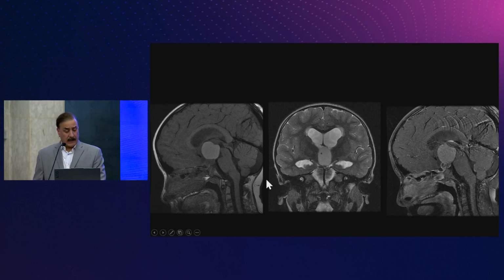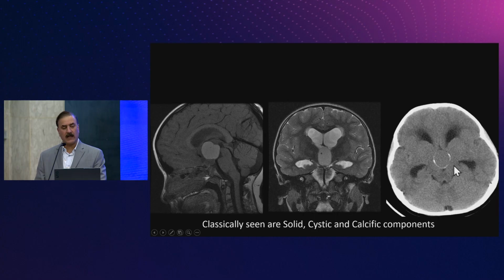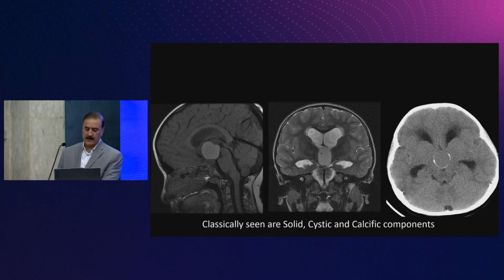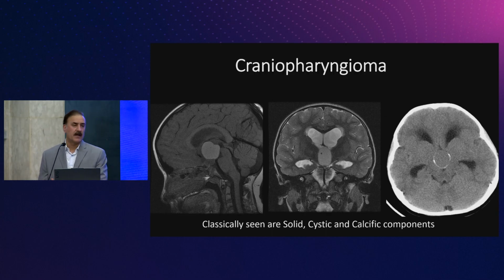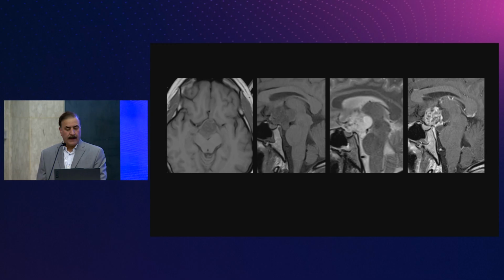In kids and old people in about the 6th or 7th decade of life, you will see this diagnosis in which you will have a cystic component, an enhancing soft tissue component, and a calcific component. When you have all these three components in a mass in the suprasellar region, your diagnosis is a craniopharyngioma. There are many phases of craniopharyngioma.